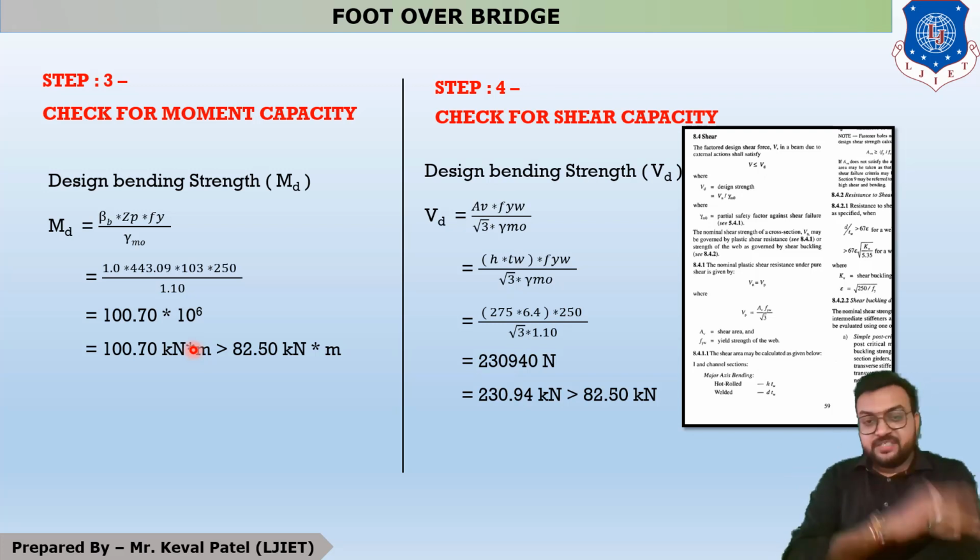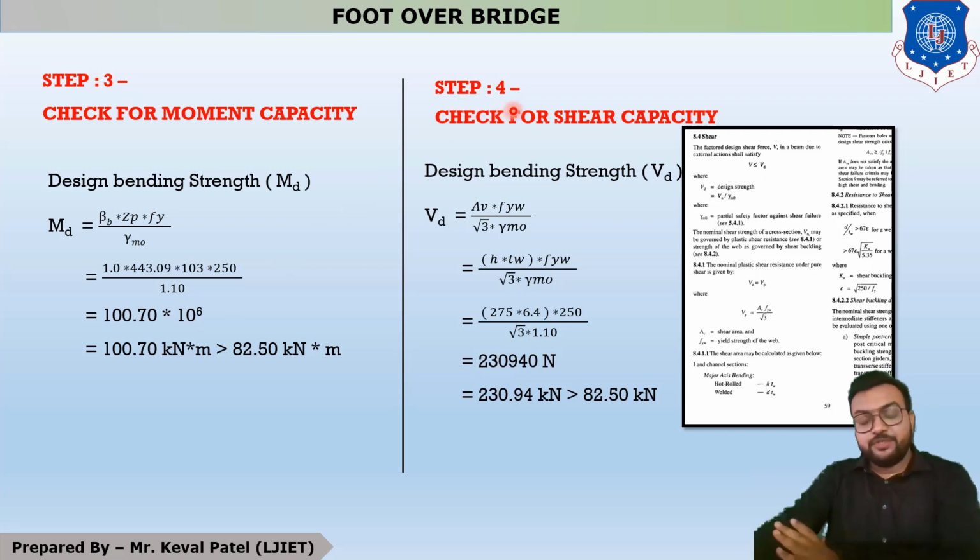Okay, similar calculation for shear capacity. So you can see that our step number 4 is check for shear capacity. In the check for shear capacity, all the students move to page number 59, in which one equation is Vd. So you can see that this is our Vd. So the equation of Vd is Vn upon gamma m0. Now what is Vn?